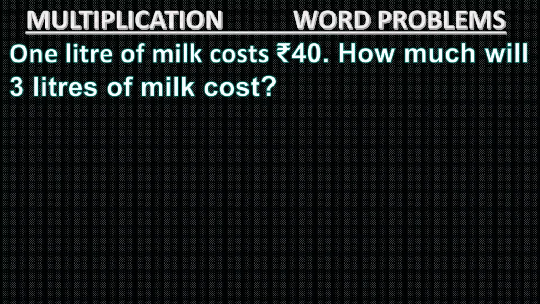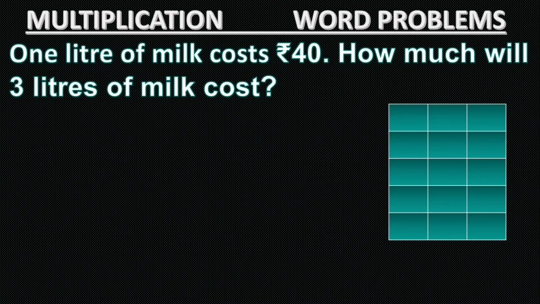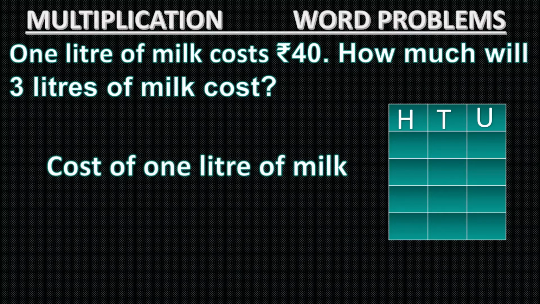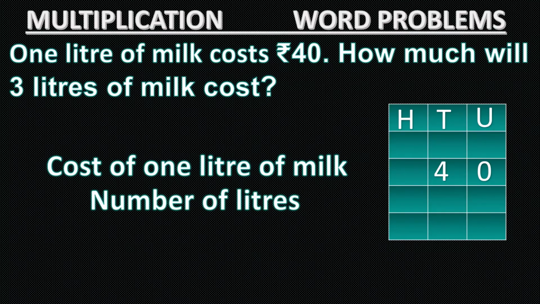1 liter of milk cost rupees 40. How much will 3 liters of milk cost? Draw the boxes. Write hundreds, tens, units. Now the first statement here will be cost of 1 liter of milk, that is 40. Number of liters, 3. Multiplication sign. Multiply the units place numbers.